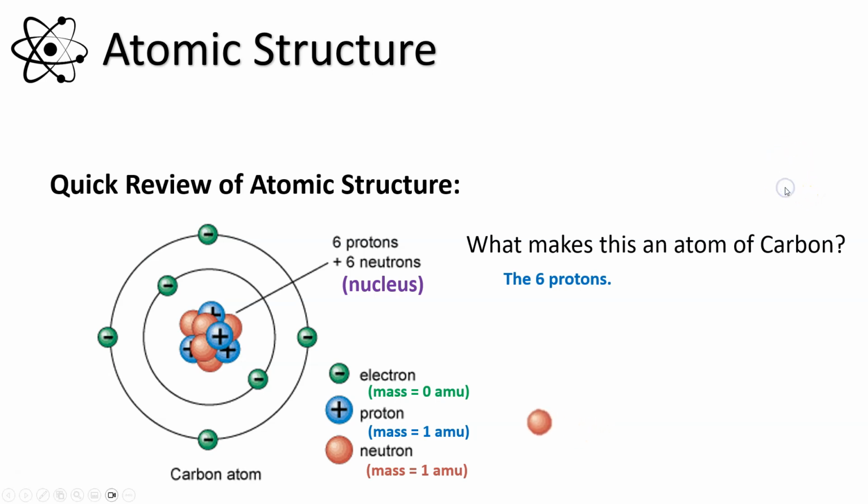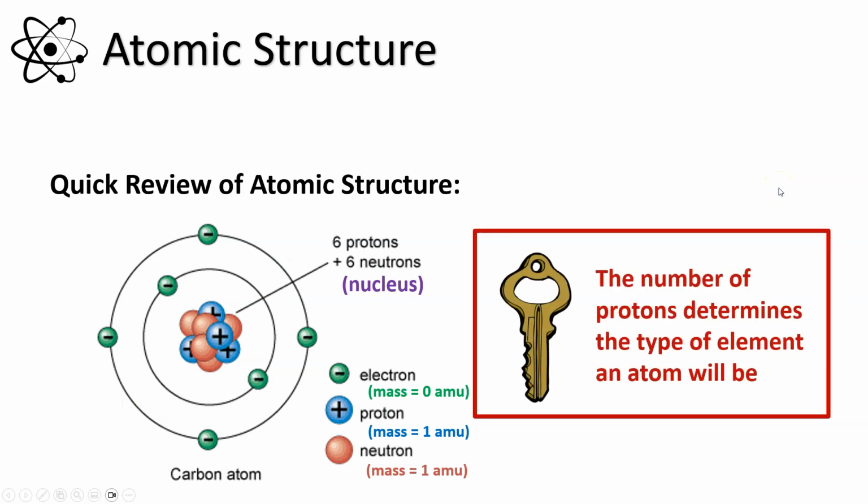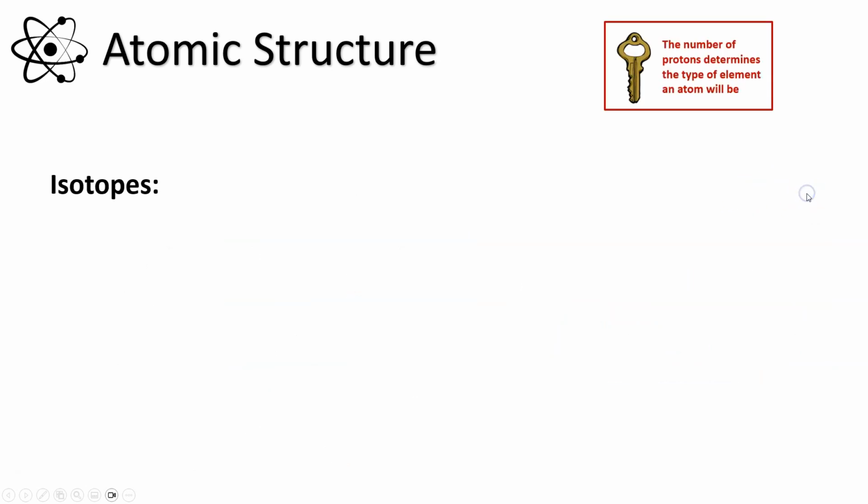That means if I gave it another neutron, so now it has 7 neutrons, it's still carbon because it still has those 6 protons. I could give it a whole other neutron, still carbon because it still has 6 protons, and that goes for electrons too. If I threw some more electrons in there, it's changing other aspects of this atom, but it's still staying an atom of carbon. That's one of the key ideas for this video. The number of protons determines the type of element an atom will be.